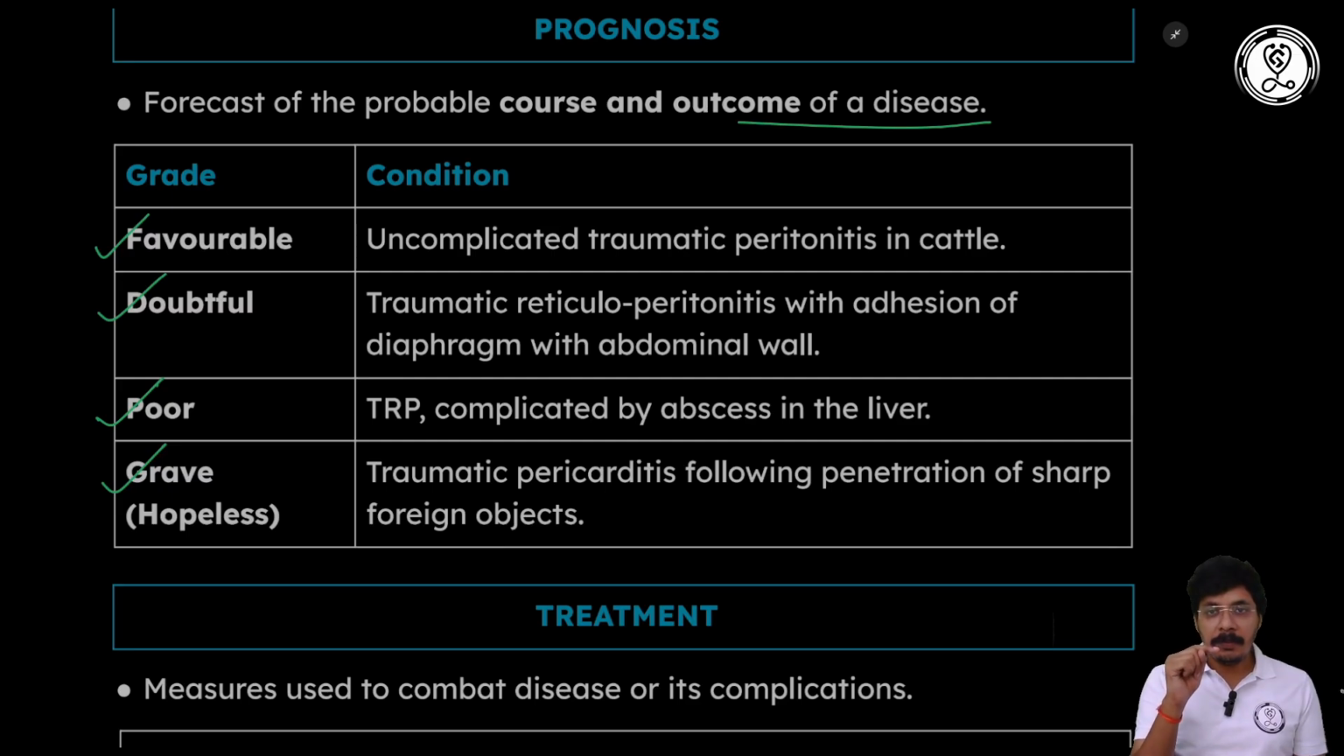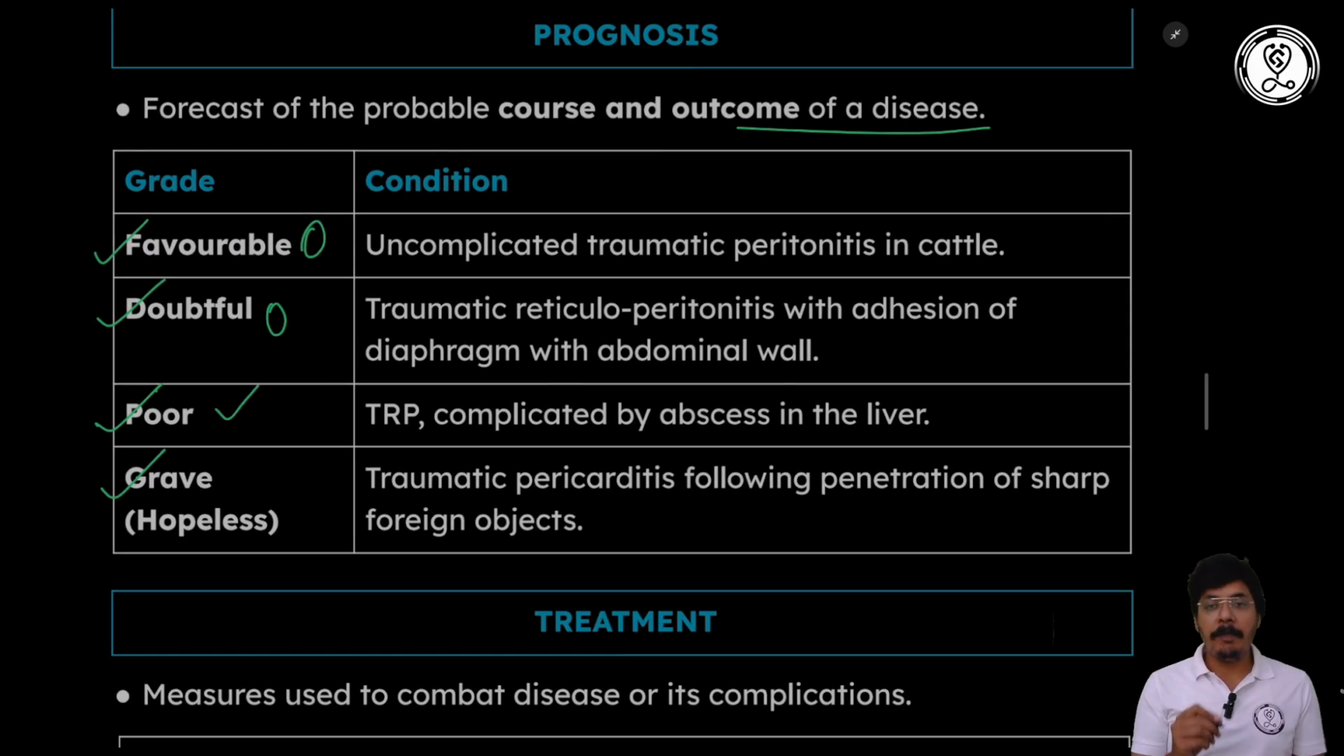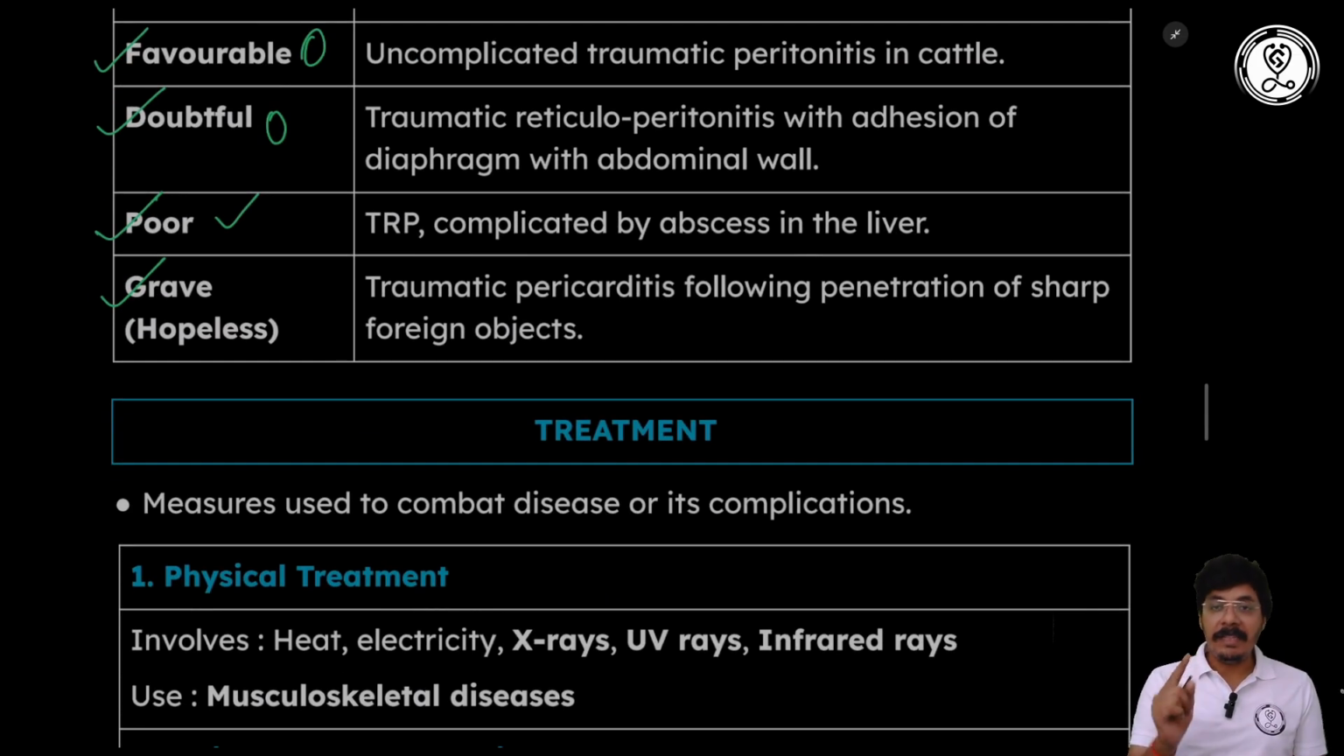So we are going to now discuss the grading of prognosis, because the prognosis is divided into certain grades depending on the severity of the outcome. If it is favorable, it simply means that the diseased animal has a very high possibility of recovery. The doubtful, as the name suggests, means the possibility of recovery is not very sure, not very certain. The poor simply means the possibility of recovery is not that good. And in the grave situation, the condition is very severe and the animal will possibly die.